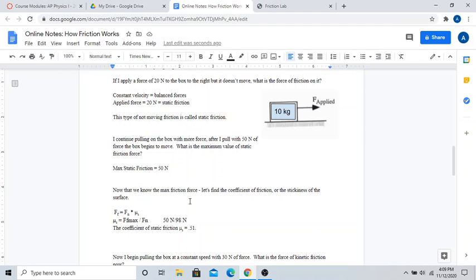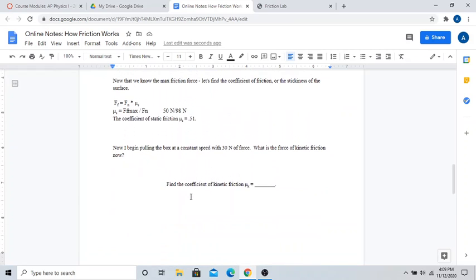Now, that would be very useful because imagine if I wanted to figure out how much force it would take to move something much larger. Now that we know the stickiness, I can figure out what the maximum static friction force is for a new object, and I can predict how much force it'll take for me to apply to get it moving. Now the final piece here.